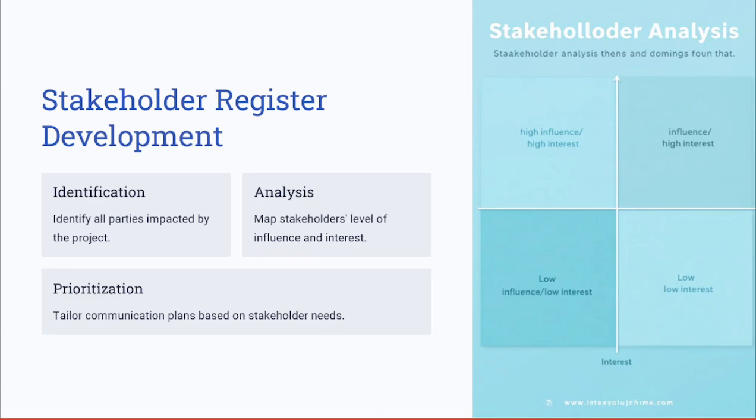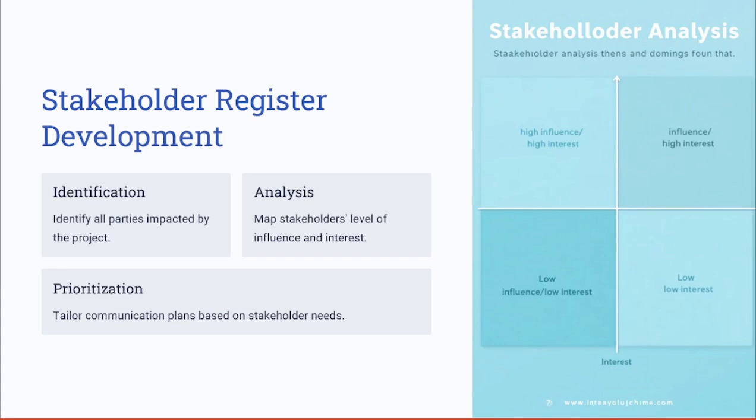Next, let's talk about the stakeholder register as one of the key deliverables, or key outputs, of the initiating process group. The stakeholder register is developed by identifying everyone impacted by the project, whether negatively or positively. Tools like stakeholder analysis are used to map their level of influence and interest. This ensures that communication plans are tailored to their needs, improving collaboration and minimizing conflict.